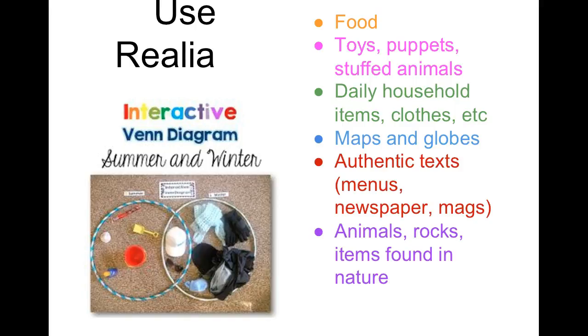Here's an example of an interactive Venn diagram about summer and winter. So imagine reading a story about summer and winter and comparing the two. Now, instead of writing or drawing a Venn diagram, we're going to make one. And then we can have some writing go with that. That's a truly interactive literacy activity.